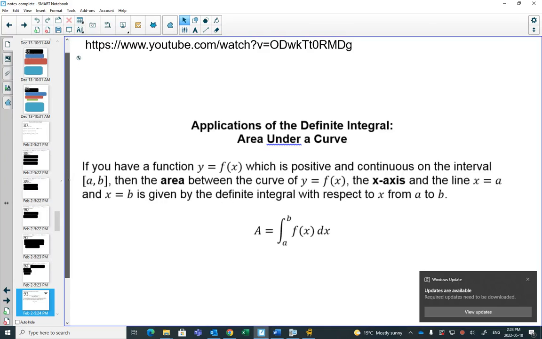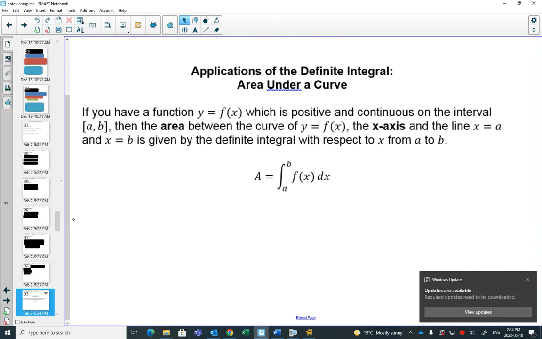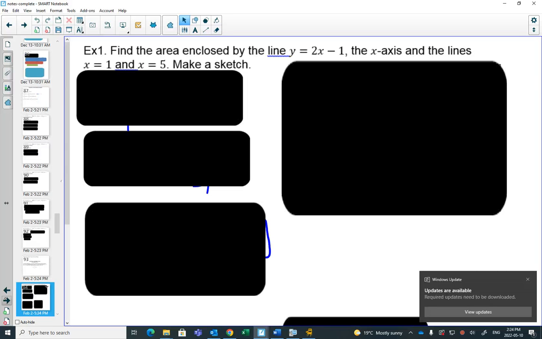Application of definite integrals. Area under a curve. Which is a little bit different than just the definite integral, because area under a curve is defined as the area. Sometimes we do area between a curve and the x-axis, and we've already learned that any area that's underneath the x-axis shows up as negative.